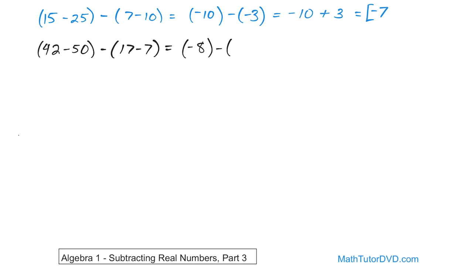Now inside here, this is very simple. 17 minus 7, you know, is positive 10. Right? So what you end up having is, if you could drop the parentheses now to make it a little easier to read, negative 8 minus 10.